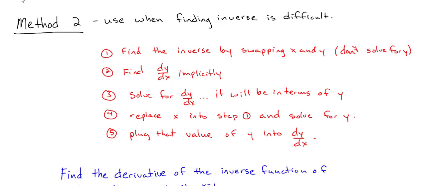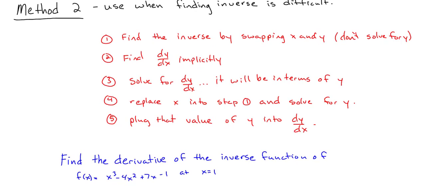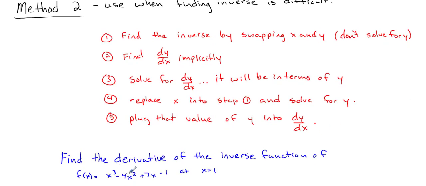Method 2, when finding the inverse is difficult. What type of function would be difficult to find the inverse of? If you have more than one x value over here. Because the first step in finding the inverse would be swapping x's and y's. Now all of a sudden you have a whole bunch of y's over here you have to solve for. Good luck. Have fun with that. So we have method 2.